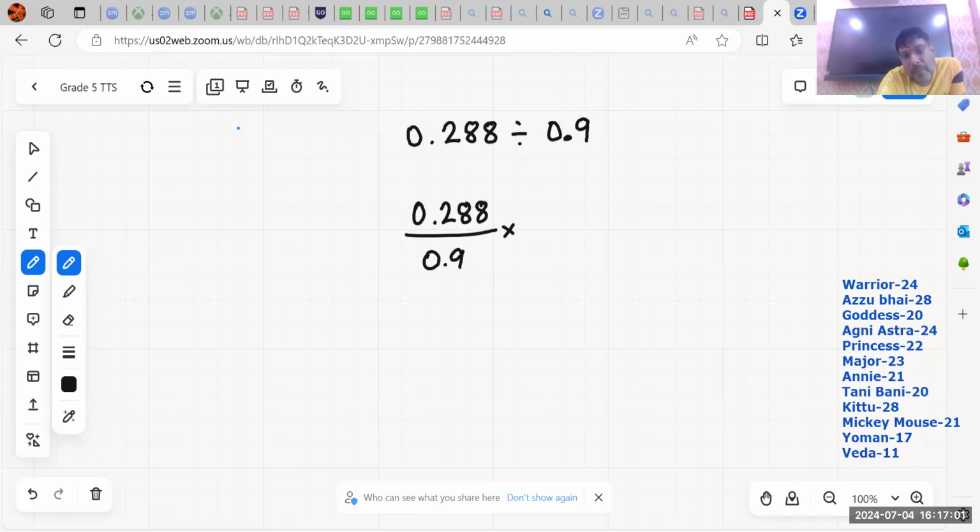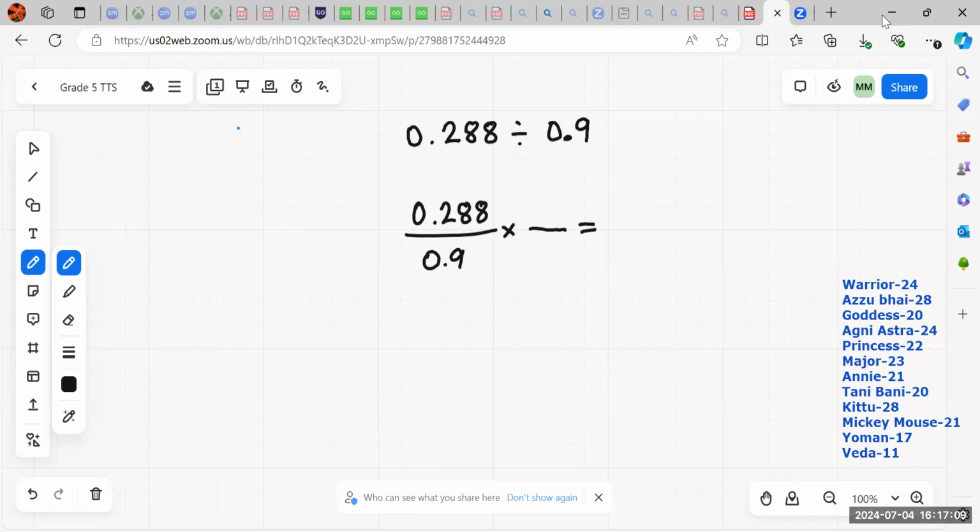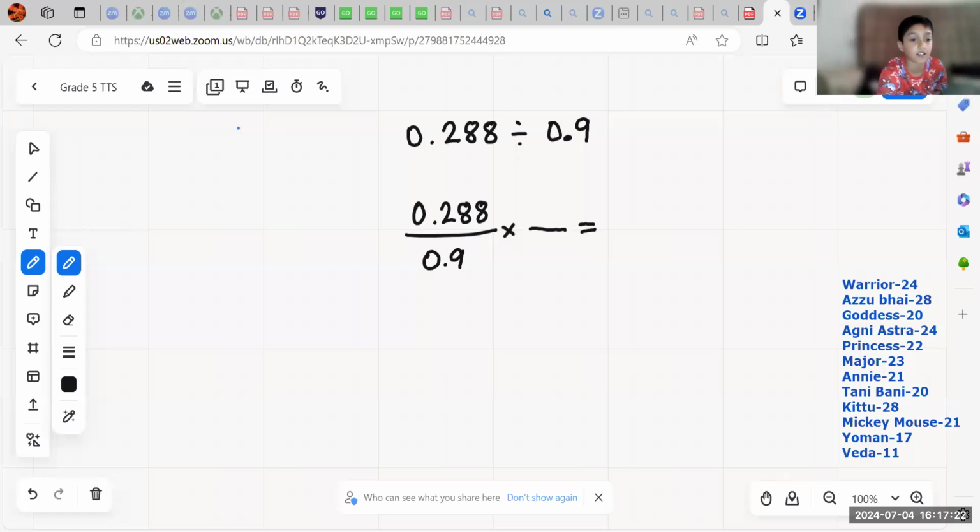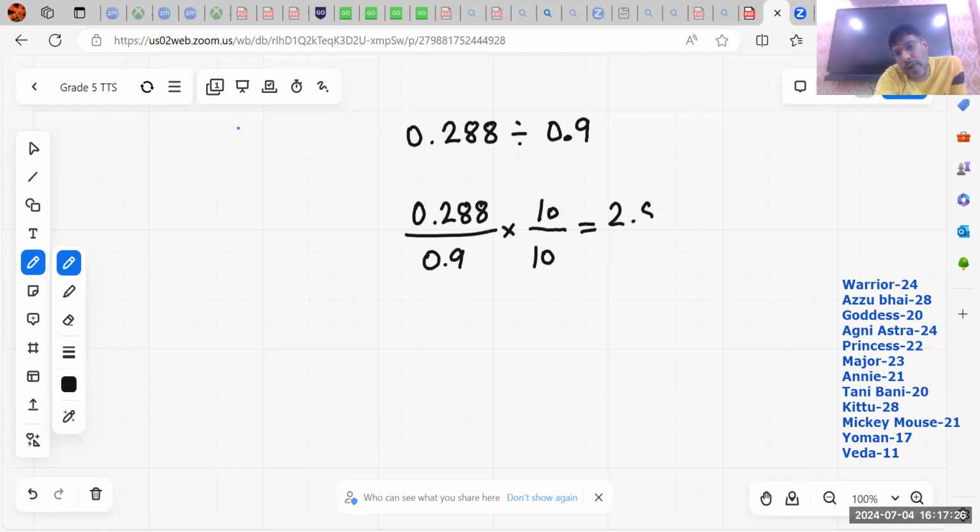Then I will multiply with something to convert the denominator into a whole number. So with which number will I multiply? 2. Then it will become 1.8. Sir, it's a whole number only. 1.8 is not a whole number. 10. Sir, 10. I'll multiply with 10. So I will get 2.88 divided by 9.